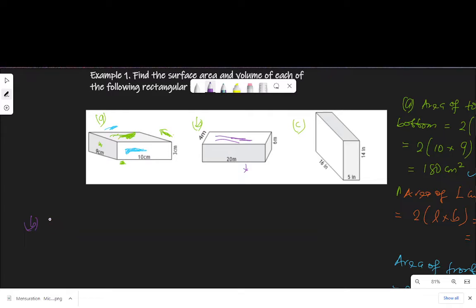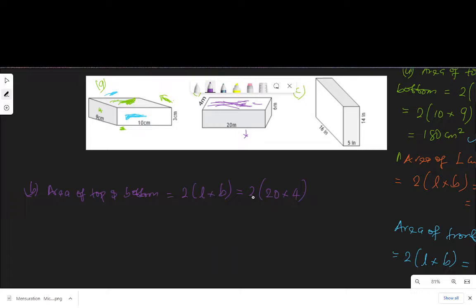So area of top and bottom will be 2 multiplied by length times breadth. Since the top and the bottom are rectangular shapes, length times breadth is area of a rectangle. There are 2 of them, the one at the top and the one at the bottom. That is why we multiply by 2. So that will give us 2 times the length of this, which is 20 meters, multiplied by the breadth, which is 4 meters. 20 times 4 is 80. 80 times 2 is 160 meters squared. That is area of top and bottom.